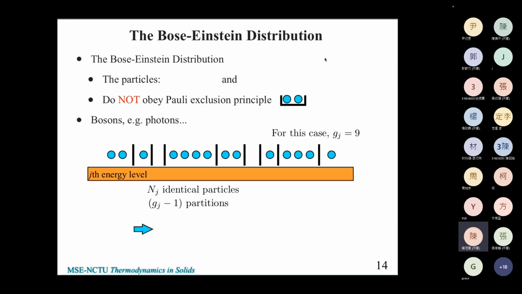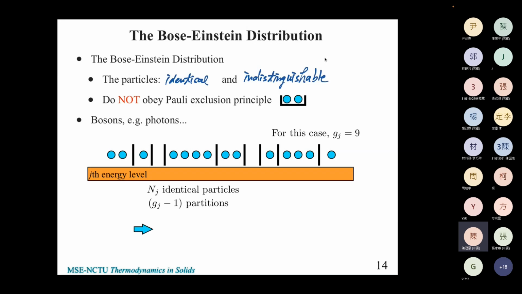Bose-Einstein distribution. Again, the particles are identical as well. Of course, they are indistinguishable. And they do not obey the Pauli exclusion principle, so they can share the same degeneracy. That's good. Bosons, for example, like photons, so it's just like light.